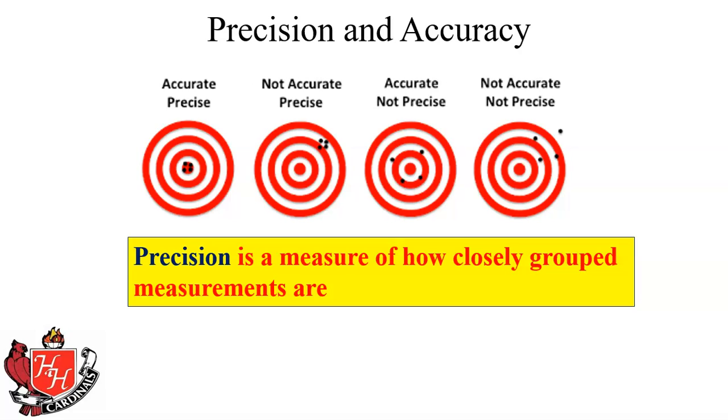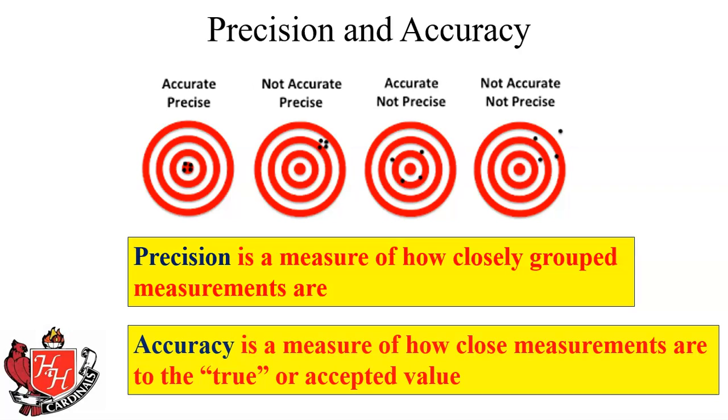And the true value, the target that you're trying to hit, is the bullseye, the dot right in the middle. If you look at the first and second targets, you'll notice that the shots are both grouped closely together. So those are both precise measurements. If you look at the third and fourth targets, they're not grouped closely together. Those are not very precise measurements.